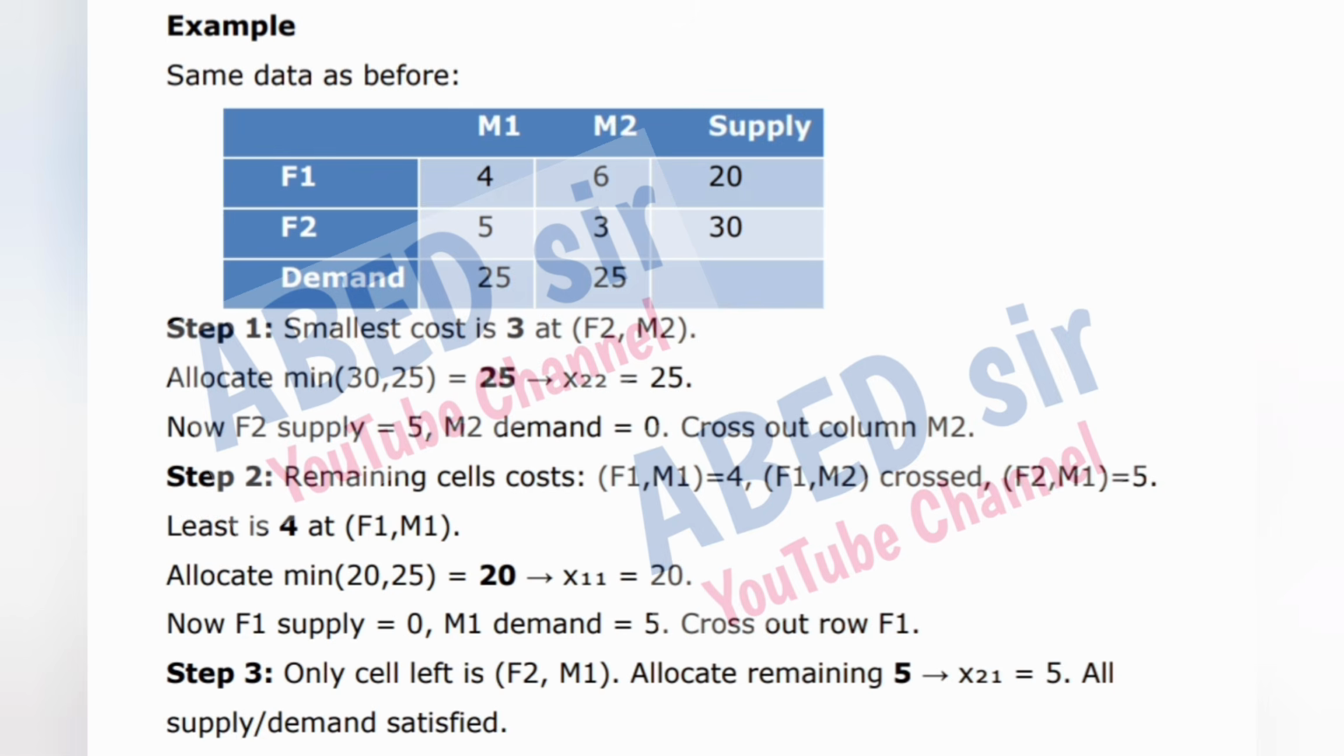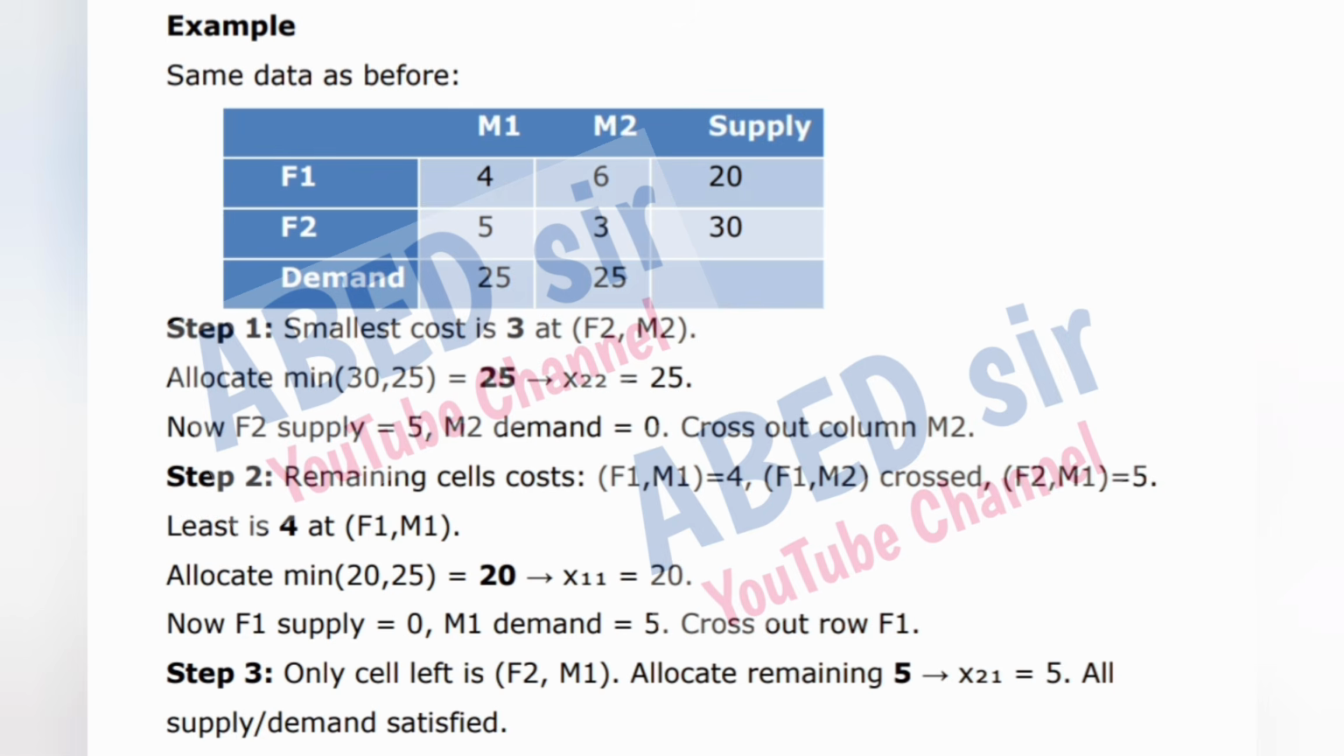Least is 4 at F1, M1. Allocate min(20, 25) = 20, so x = 20. Now F1 supply is 0, M1 demand is 5. Cross out row F1. Step 3: only cell left is F2, M1. Allocate the remaining 5, x = 5.